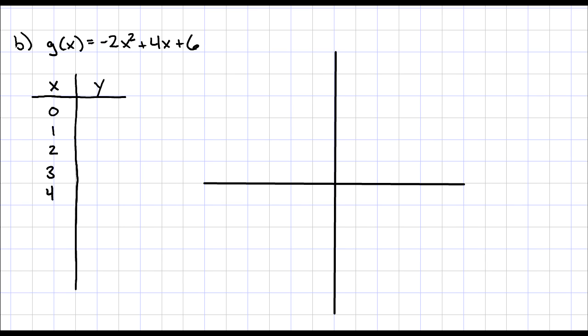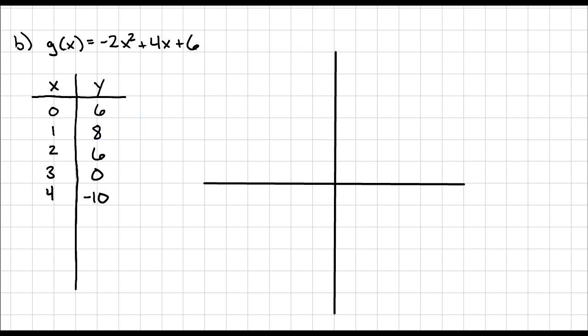But if I plug 0 into this function, I get 6. That should be relatively easy to see. If I plug in 1, I'm going to get 8. 2 is going to give me 6. And 3 is going to give me 0. And then if I plug in 4, that's going to give me minus 10.